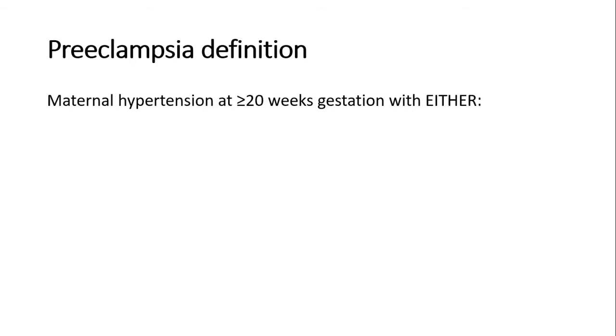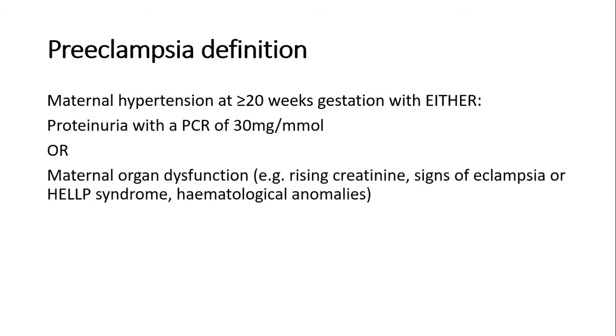So preeclampsia is defined as maternal hypertension detected at 20 weeks gestation or later with either proteinuria or maternal organ dysfunction. Now, the reason we use the 20-week cutoff is because preeclampsia takes a while to develop, and the signs of it will, as a rule, never be seen before 20 weeks. So screening for it before then is a bit pointless.